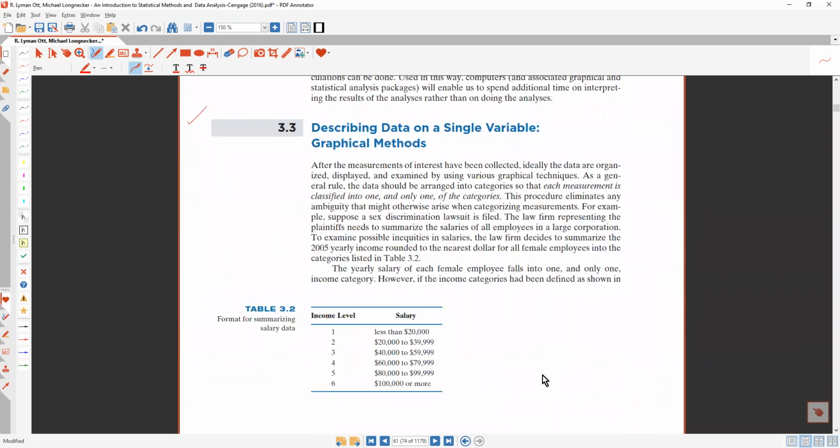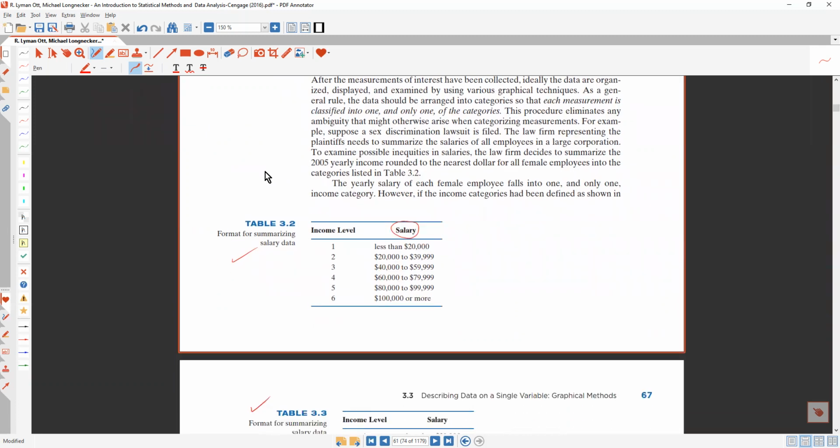Okay, so let's describe data on a single variable. So these are graphical methods. Well, here's some data: income levels and salary. So here's some salary figures. And this is just indicating an arbitrary level for different salaries, right? So if we say you're at income level 1, well, then maybe you make less than 20,000. If you're at income level 2, you make 20,000 to 39,000, etc.